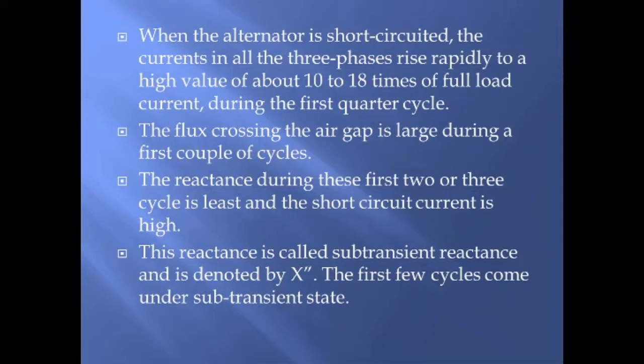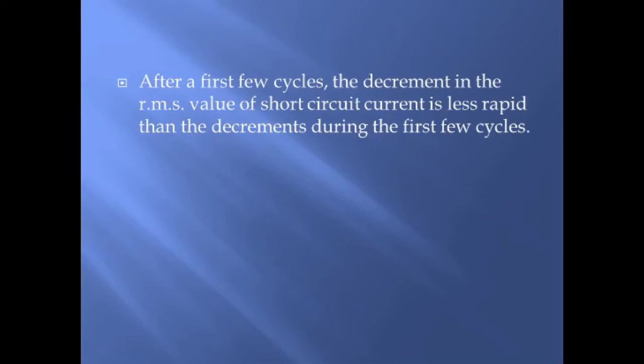Okay, the first few cycles come under subtransient state, or you say subtransient period. So the first 2 to 3 cycles is the subtransient period, or it is called the subtransient state. The reactance which is offered during subtransient period is X double dash. Okay, and the current which is flowing in this period is also represented as subtransient current, which is represented by I double dash. I'll let you know that in coming slides.